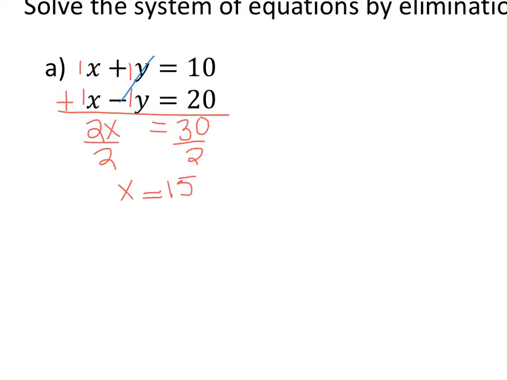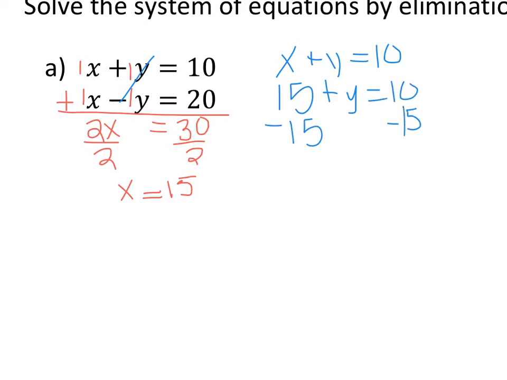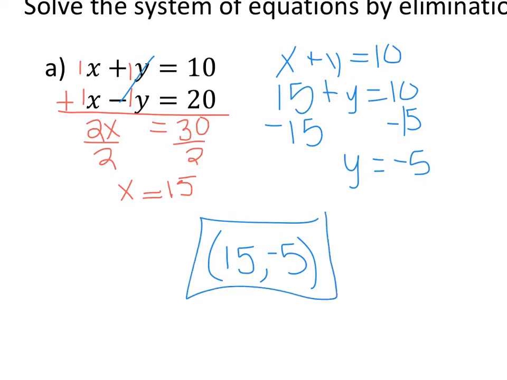This next step is the same. You're going to pick an equation and plug in our x value. I'll just pick the first one. X plus y equals 10. I have x, which is 15. So 15 plus y equals 10. Subtract 15 to get y by itself. And I get y equals negative 5. So the solution here is my x value of 15, comma, y value of negative 5. B is very similar to A, so go ahead and do that one on your own.